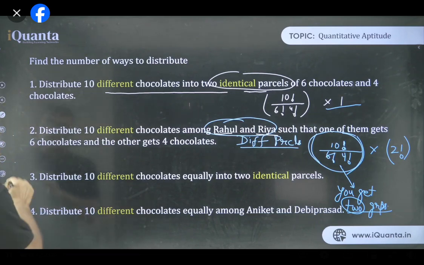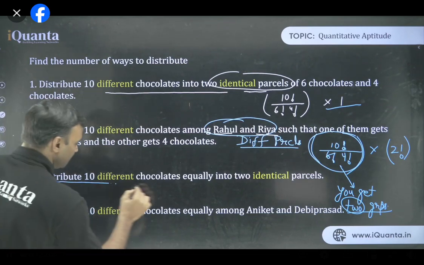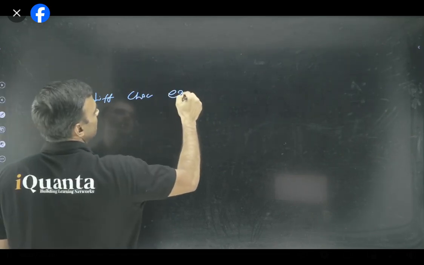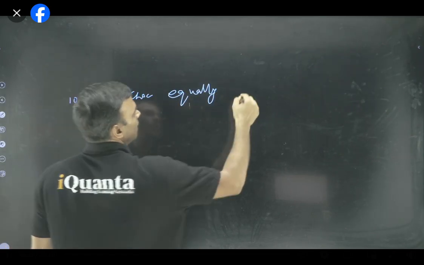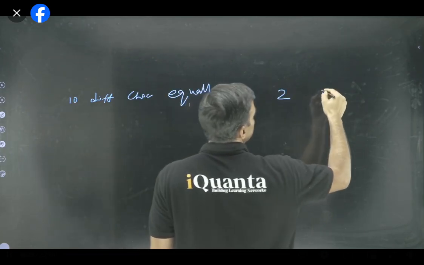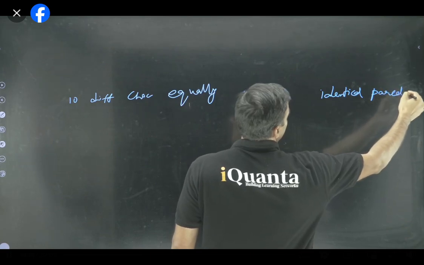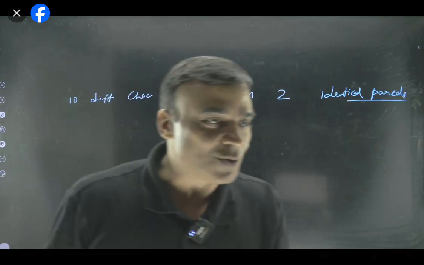Third one, 10 different chocolates equally into 2 identical parcels. This is the most interesting one. So I'm taking a new page, 10 different chocolates equally into 2 identical parcels. I'll again remind you, you have to divide this question into 2 parts.